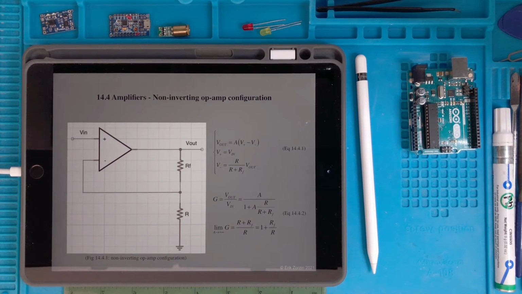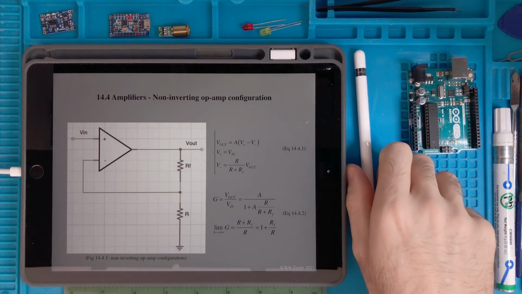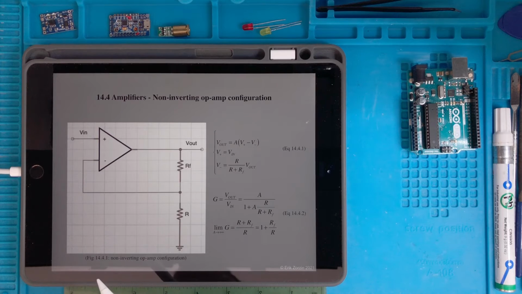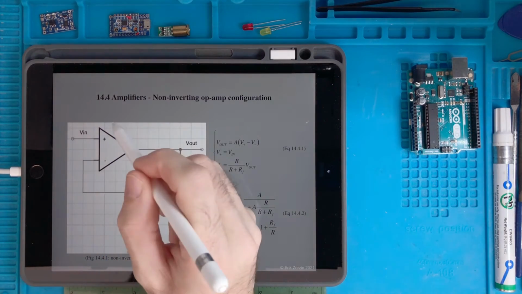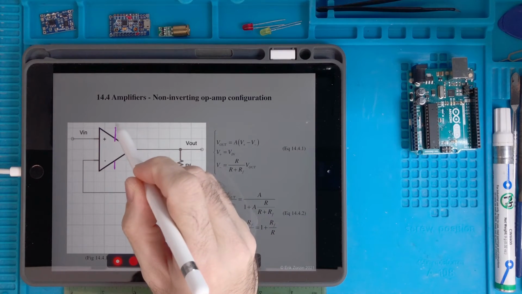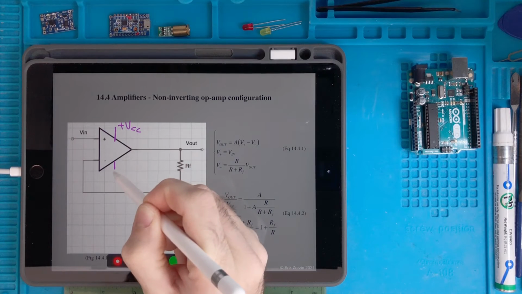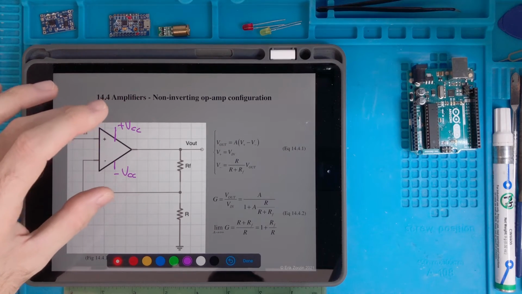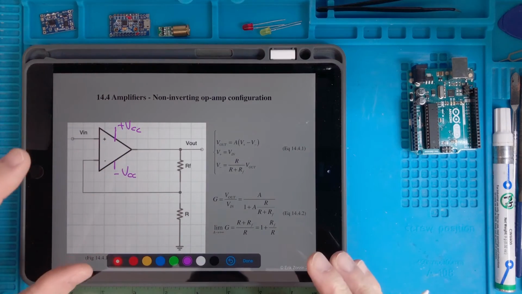It's one simple circuit which is called the non-inverting operational amplifier configuration or circuit. So let's consider this. Now we are not drawing the plus VCC and minus VCC batteries, just for simplicity. So we assume this thing is powered up by something and everything is connected as it should.